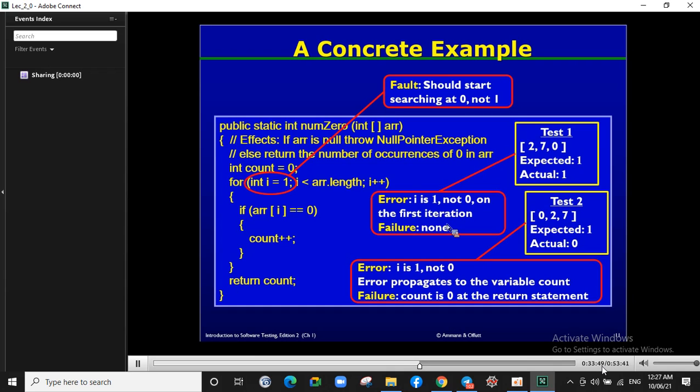So this causes a software failure. The final return value is 0 instead of 1. So we see the actual value 0 is not the same as the expected one. So we see the software failure: count is 0 at the return statement.